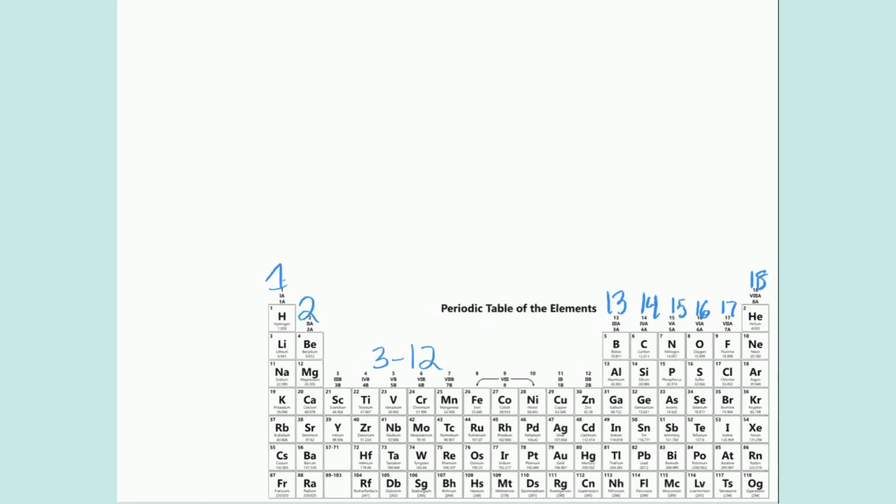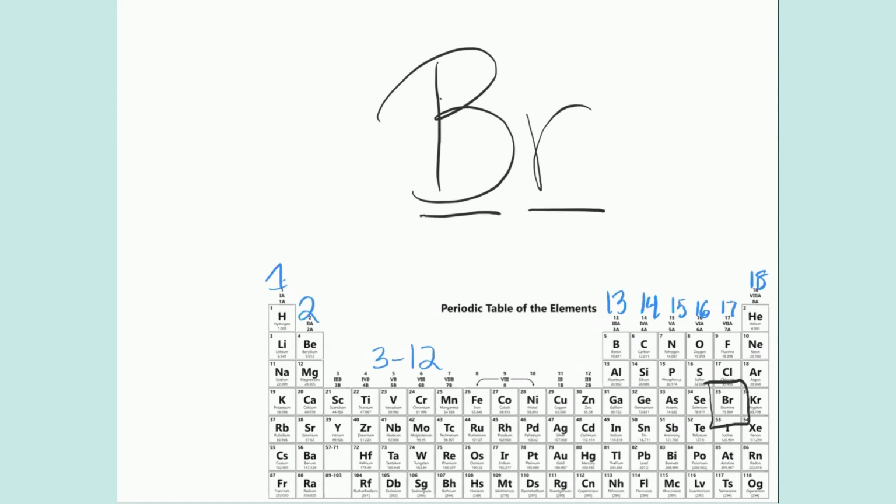Key thing for Lewis dot diagrams, you always put the name of the element in its symbol form in the middle. So if we start with that bromine like I was talking about, I'm going to put bromine on my screen here. Always capitalize the first letter, lowercase the second if there is a second letter. Now, to know the number of valence electrons, the trick is to look up. If it's in group 17, it's going to have 7 valence electrons.